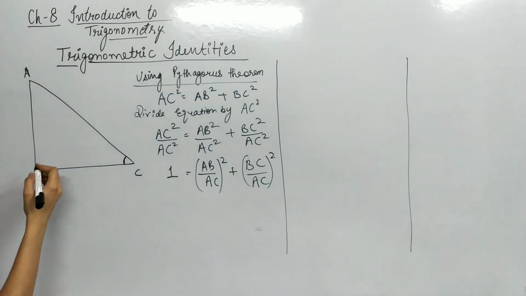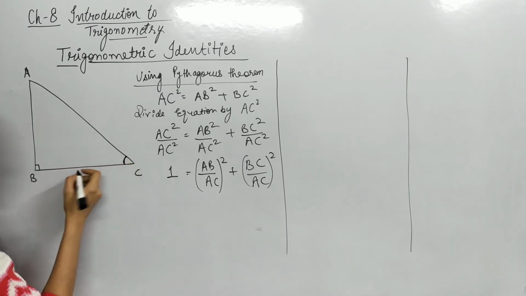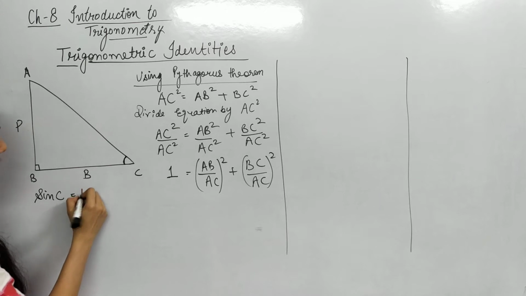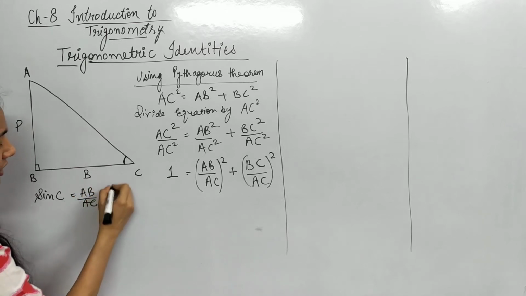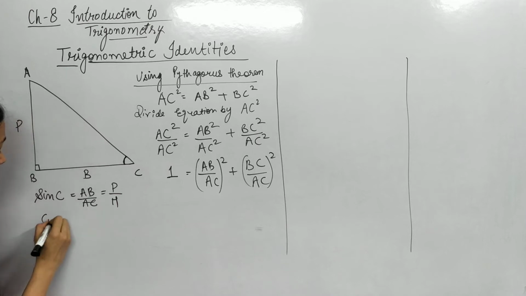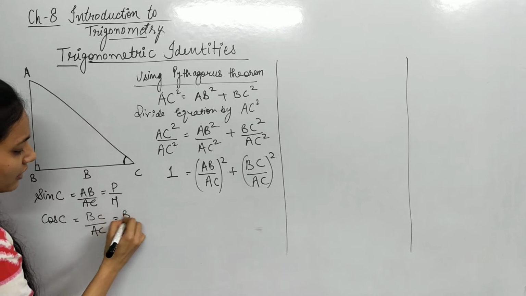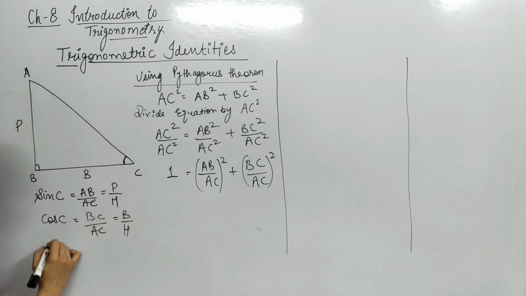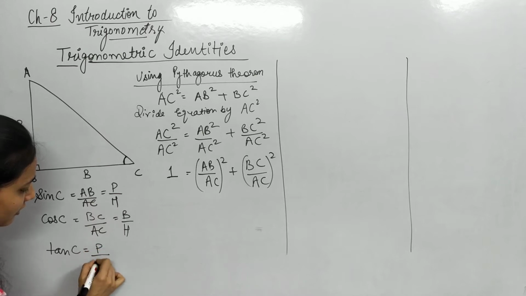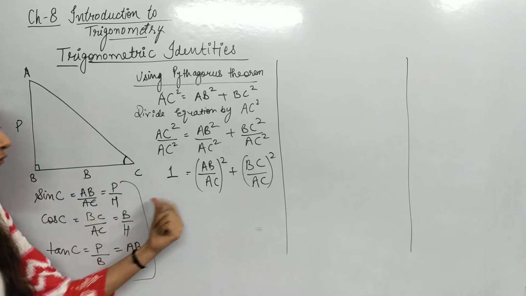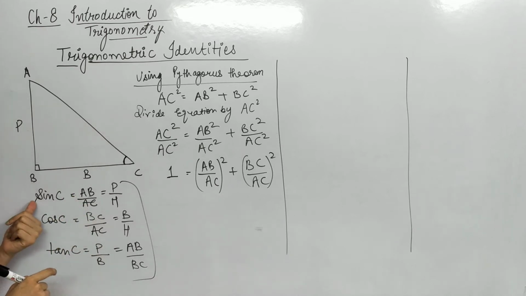You have studied trigonometric ratios. If you take angle C, then this is base and this is perpendicular. So if you calculate sin C, what you get? You get AB upon AC, that is perpendicular upon hypotenuse. If you calculate cos C, you get BC upon AC, that is base upon hypotenuse. And tan C is perpendicular upon base, that is AB upon BC. These are trigonometric ratios.